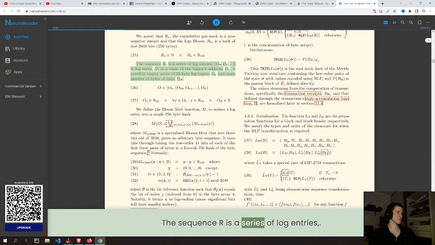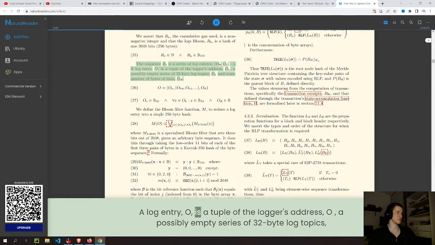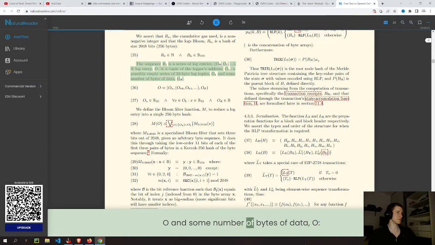The sequence R is a series of log entries. A log entry, O, is a tuple of the logger's address, O, a possibly empty series of 32-byte log topics, O, and some number of bytes of data, O.